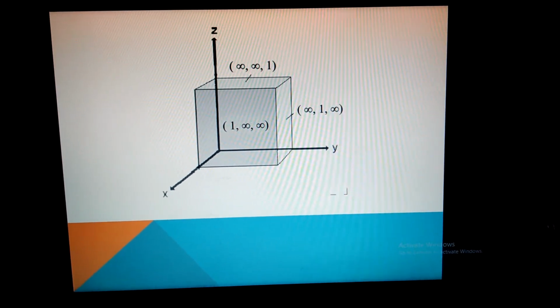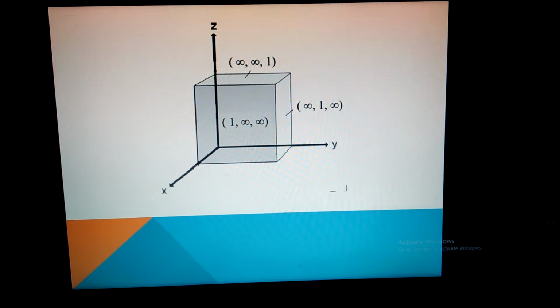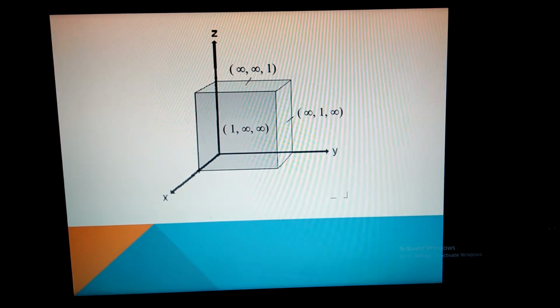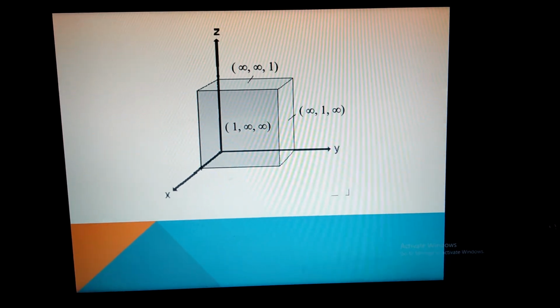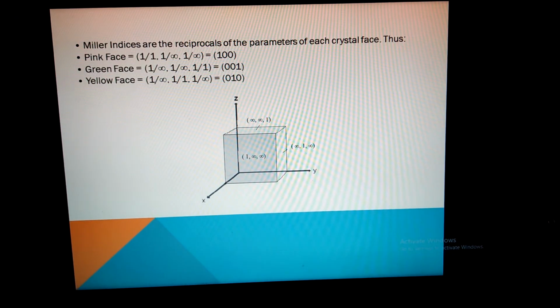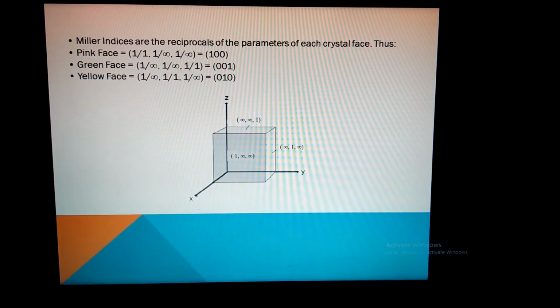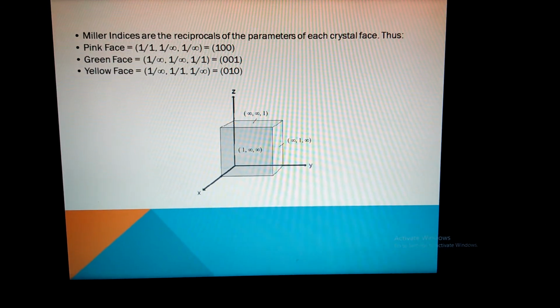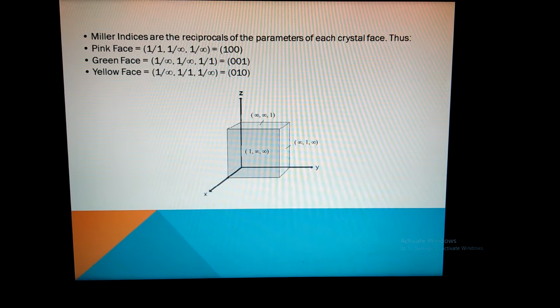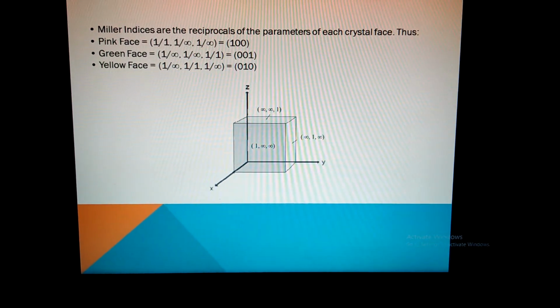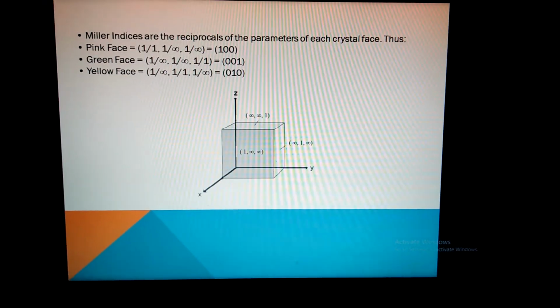The surface, we see that, is infinity 1 infinity. Miller indices are the expression for the parameters of each crystal plane. Thus, pink plane 100, green plane 001, yellow plane 010.